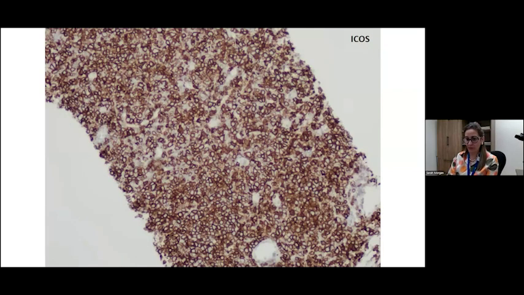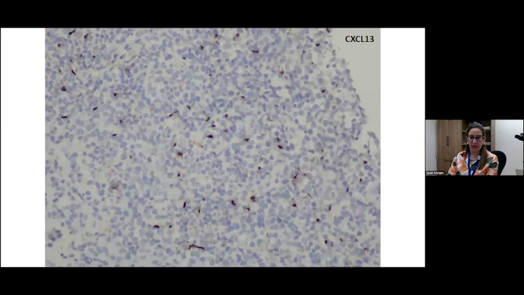Another T follicular helper marker is ICOS, and I sent that as well, and it came back positive. And the third one that I sent for was CXCL13, which had a different type of staining. It's usually a cytoplasmic or a perinuclear dot positivity, but it's very specific, so any type of positivity would be considered positive. This one would be considered positive in this case.